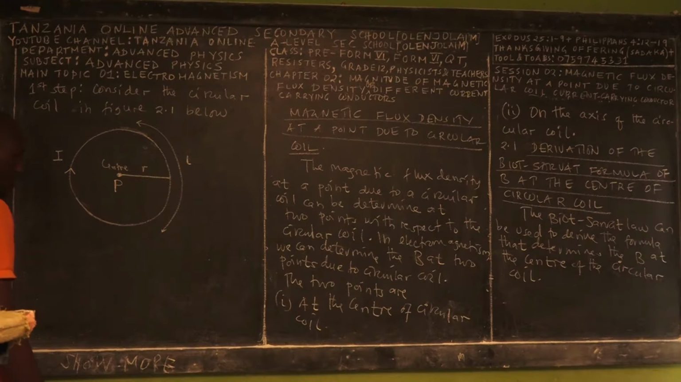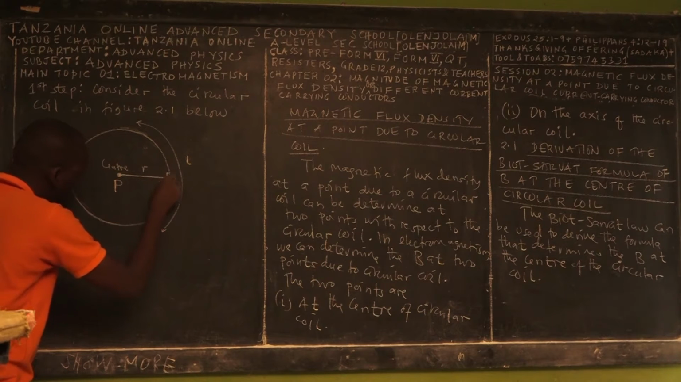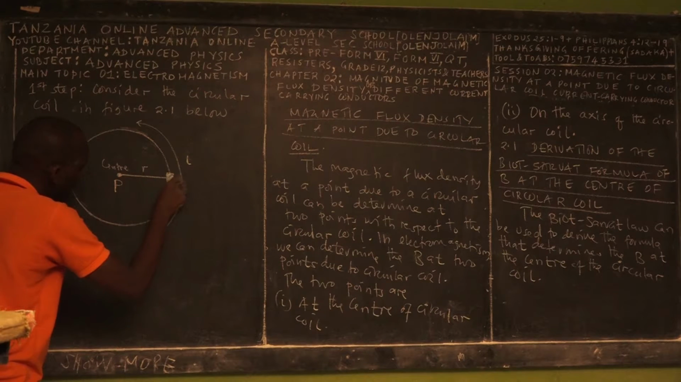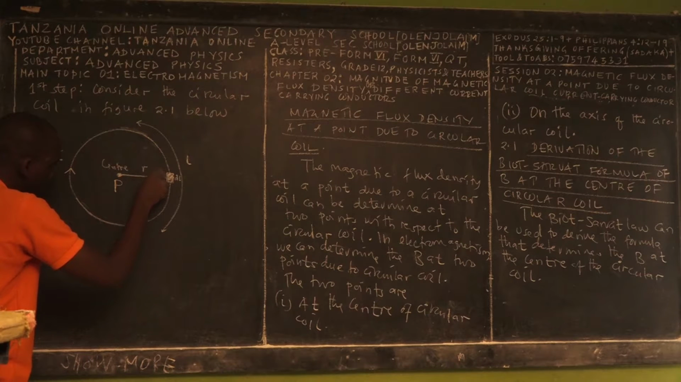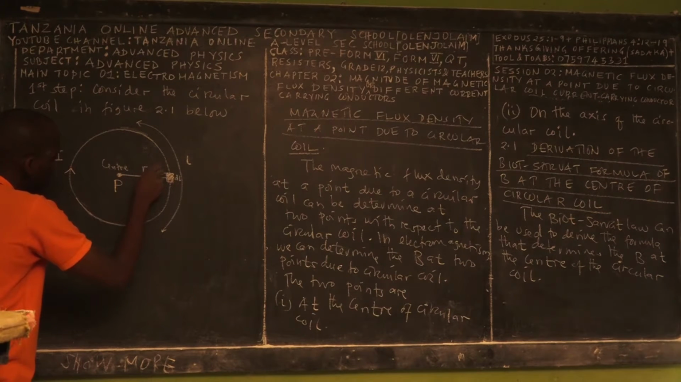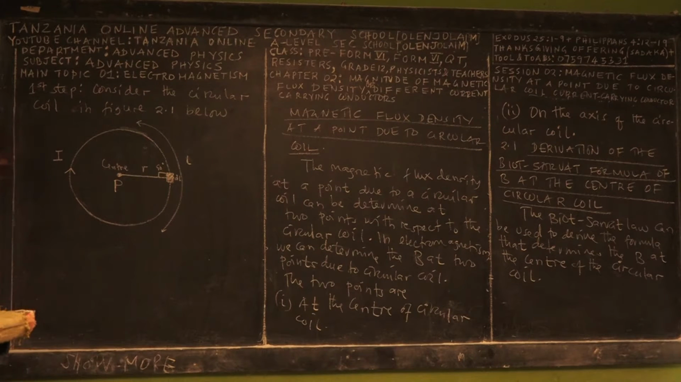Remember the principle we used for the curved current-carrying conductor: we have to take a small segment. Similarly, in this circular coil, we take a small segment, which will have a length that we call dl. The angle made between this conductor and the line will be 90 degrees.